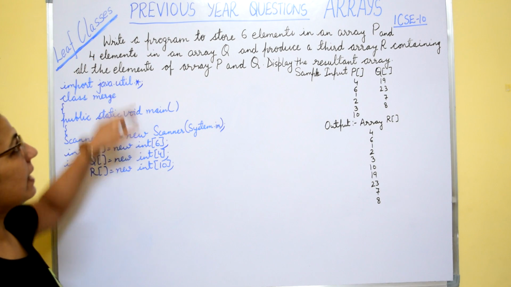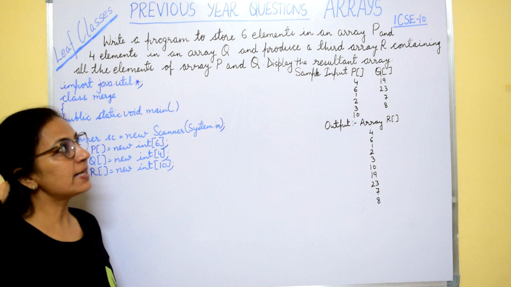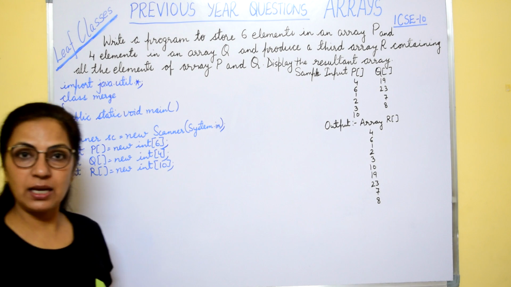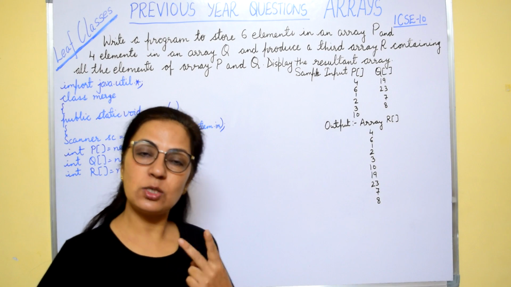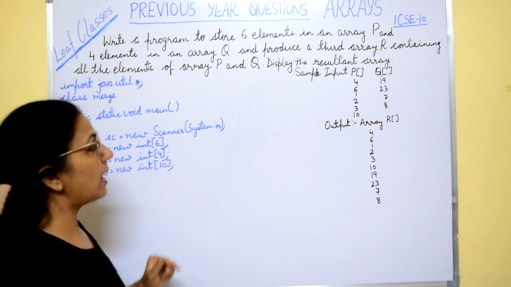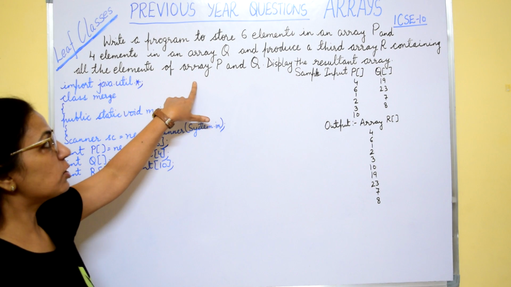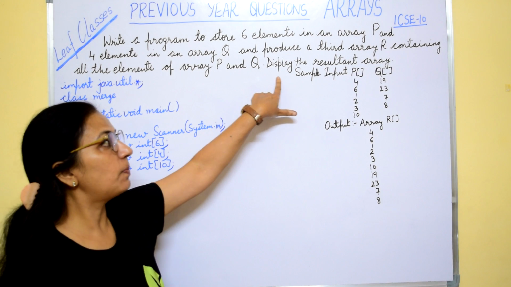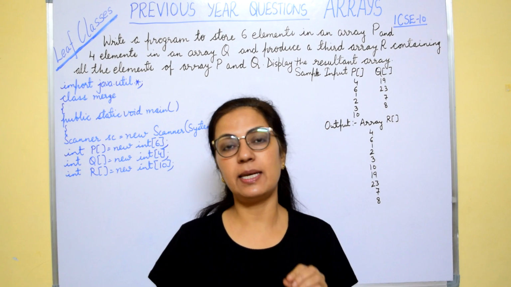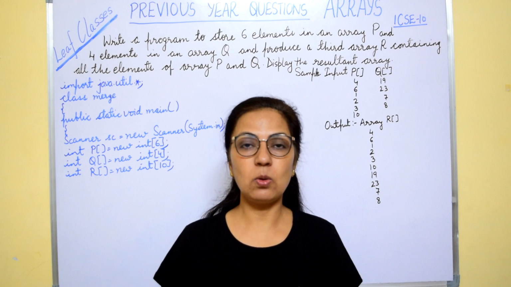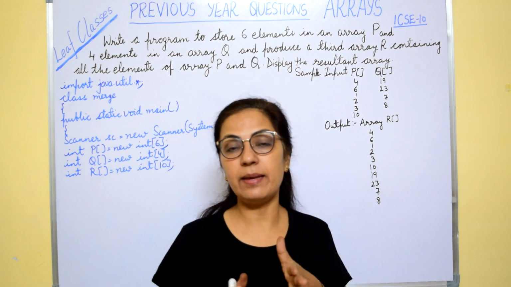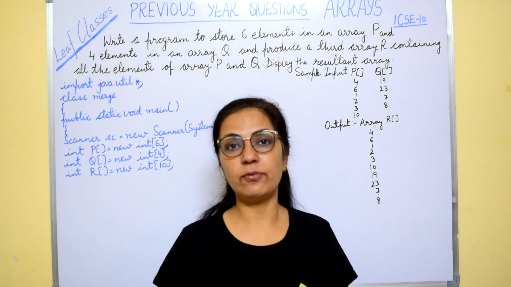The question says, write a program to store 6 elements in an array P and 4 elements in an array Q. That means 2 arrays you have to input from the user and produce a third array R containing all the elements of array P and Q. Display the resultant array. Now here you have to input 6 elements in array P, 4 elements in array Q, and the array R, which contains total 10 elements of 6 of P and 4 of Q.